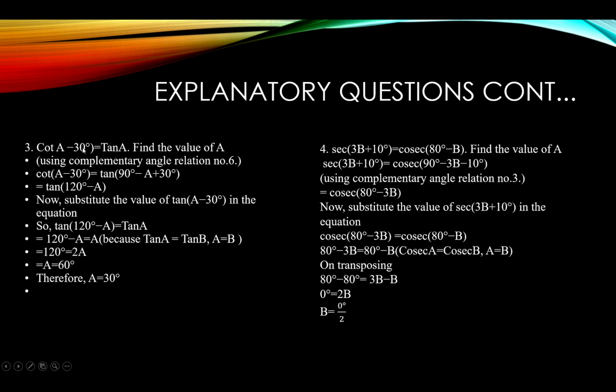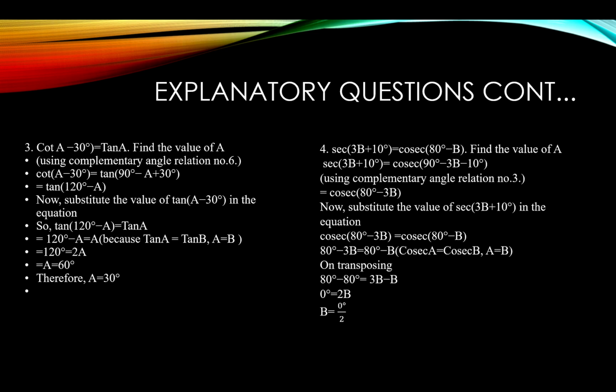Cot(A - 30) is equal to tan A. Find the value of A using complementary angle relation number 6, which is cot A is equal to tan(90 - A). In this, cot A is A minus 30. So cot(A - 30) is equal to tan(90 - (A - 30)), because it is 90 minus A minus 30. So the minus sign is multiplied by the A and minus 30. So I get minus A and plus 30. So it becomes 90 minus A plus 30. Then on adding 90 and 30, I get 120 minus A.